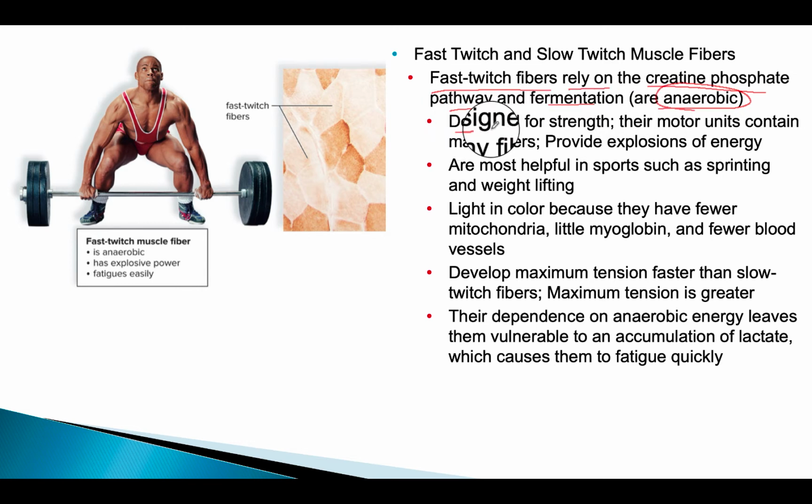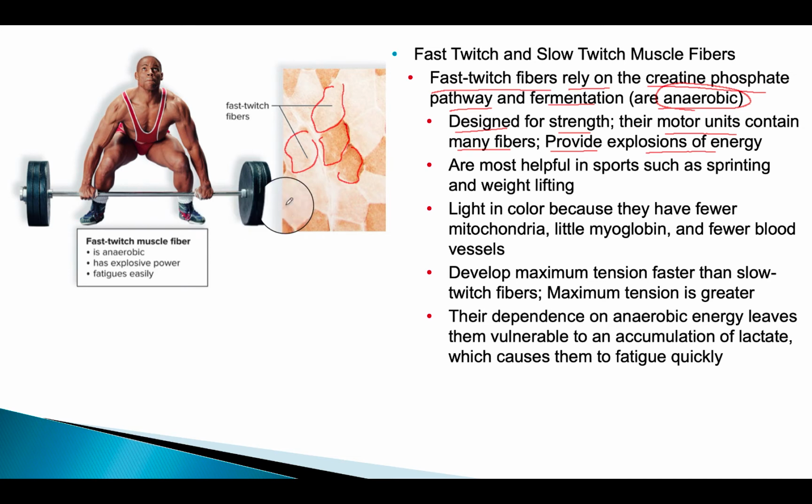They are designed for strength. Motor units contain many fibers, which provides an explosion of energy. So here is an example of fast twitch fibers. As you can see here, they're actually colored white. So you have these white muscle fibers right over here, and then you have these dark ones over here as well. So you can see both of them. So what is this all about?